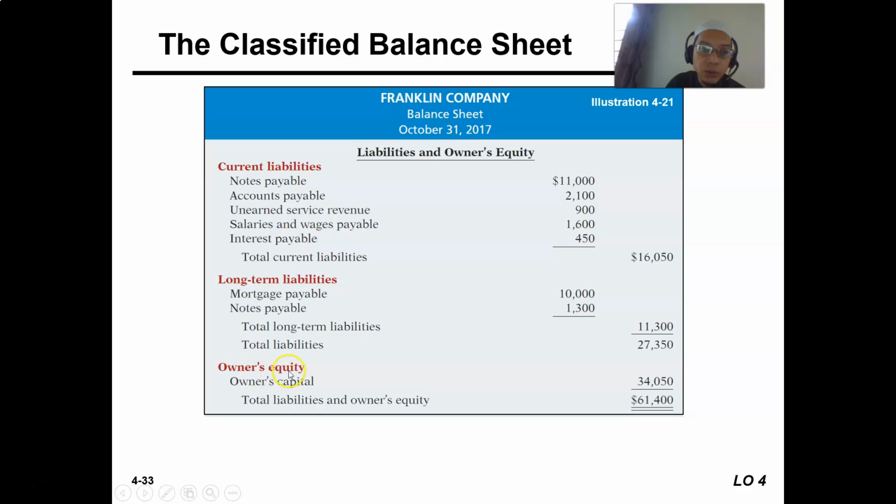And then there's the owner's equity, which is the owner's capital. So this is the classified balance sheet, where accounts are classified further in order to aid the understanding of the information users.